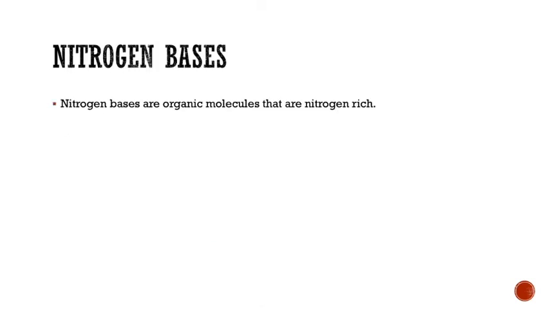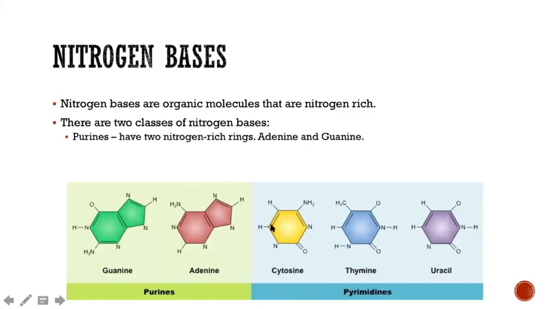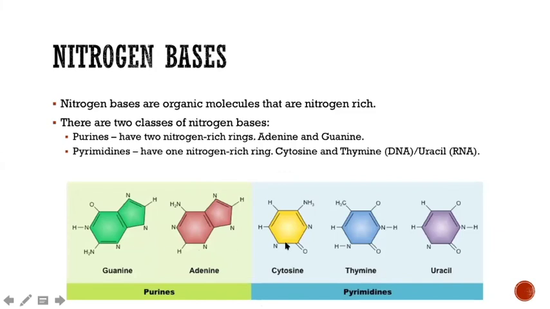So starting with the nitrogen bases, these are organic molecules that are nitrogen rich, and there are two different classes of nitrogen bases. You have your purines and your pyrimidines. Purines have two nitrogen rich rings, here and here. The two different purines are adenine and guanine, also known as just A or G in shorthand. And then the pyrimidines have one nitrogen rich ring, and they are cytosine, thymine, and uracil, or C, T, and U. Thymine is only found in DNA, whereas RNA only has uracil. And they kind of replace each other in DNA and RNA.